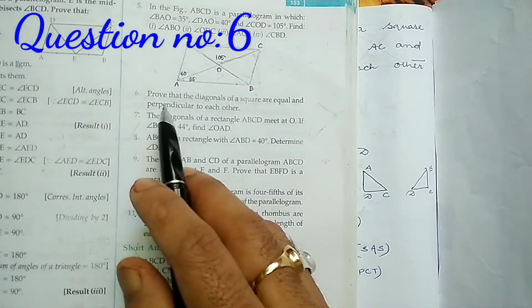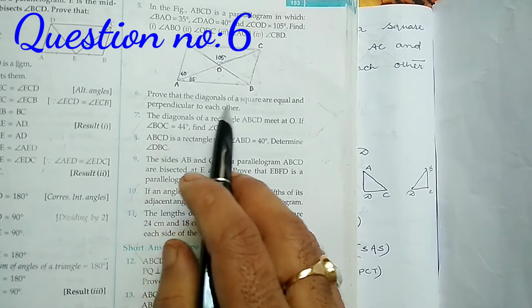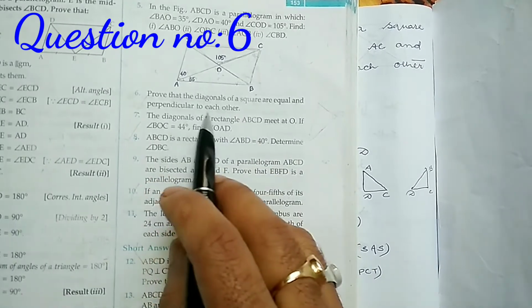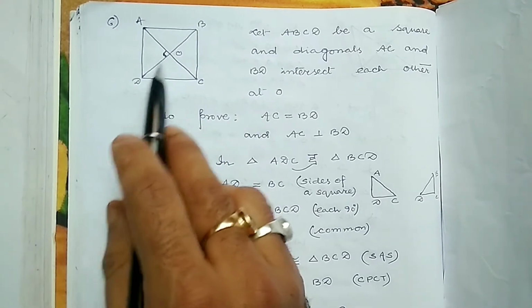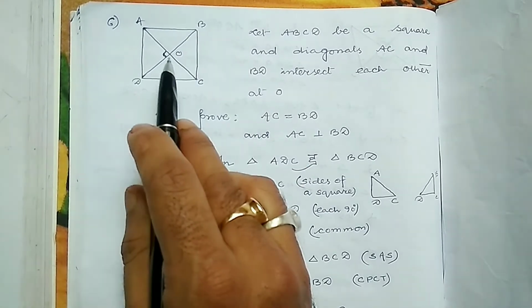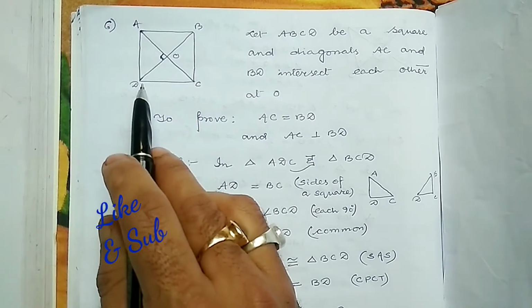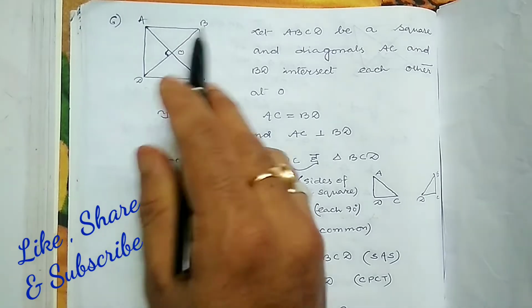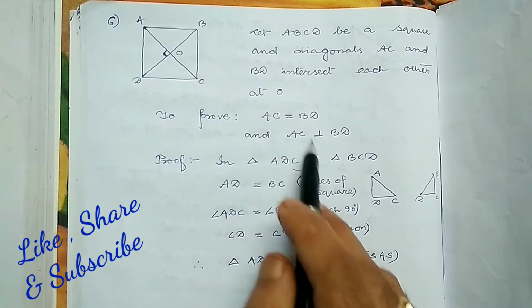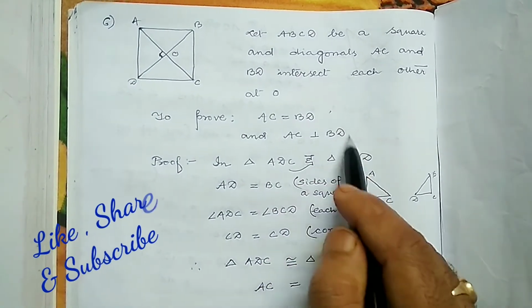In question number 6 it is given, prove that the diagonals of a square are equal and perpendicular to each other. ABCD is a square and the diagonals AC and BD intersect each other at O. What we have to prove? Diagonals are equal and perpendicular. So AC equals BD and AC is perpendicular to BD. These two things we have to prove.